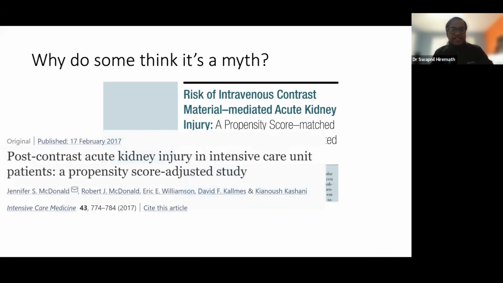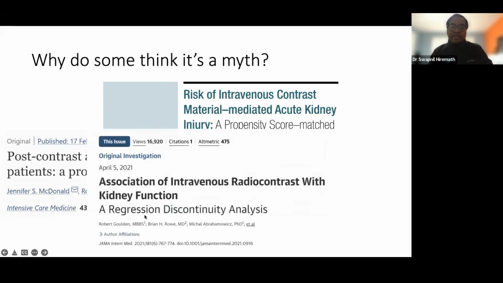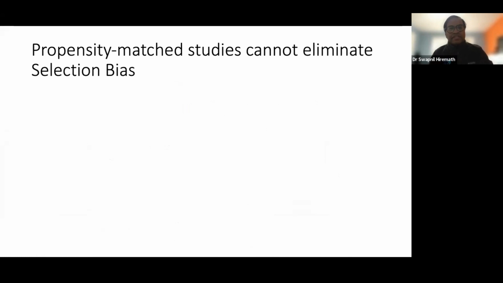There are many other studies like that, and they have published a huge amount of literature, which all seems to suggest that there is no increase in AKI after contrast. Now, I have a problem with this, right? And this is a Canadian paper which used a slightly more nifty statistical analysis method. The problem is that there is an underlying selection bias which cannot be eliminated with propensity score matching.